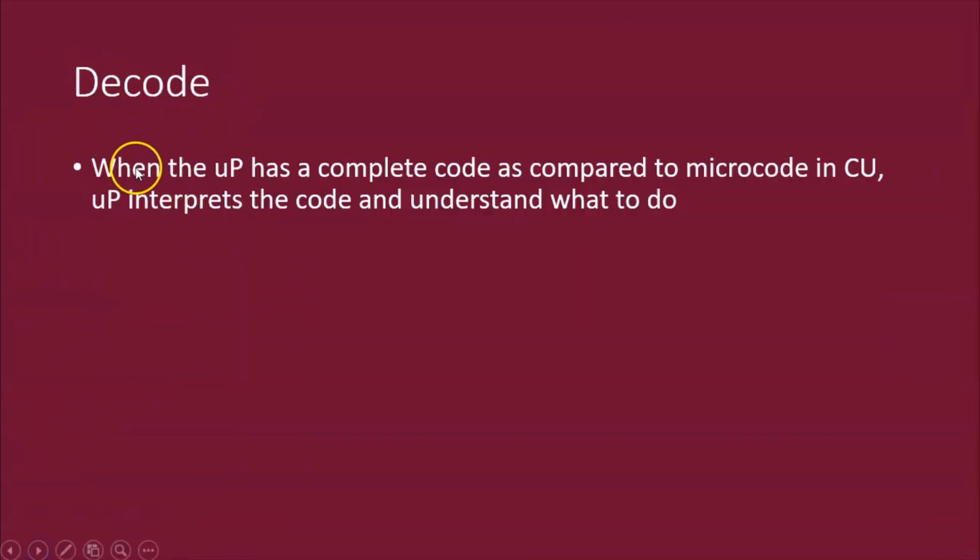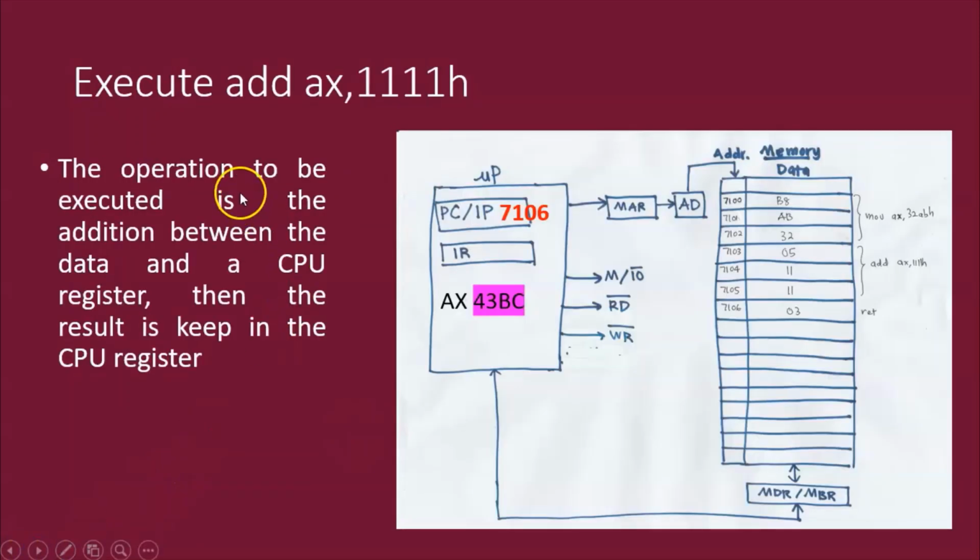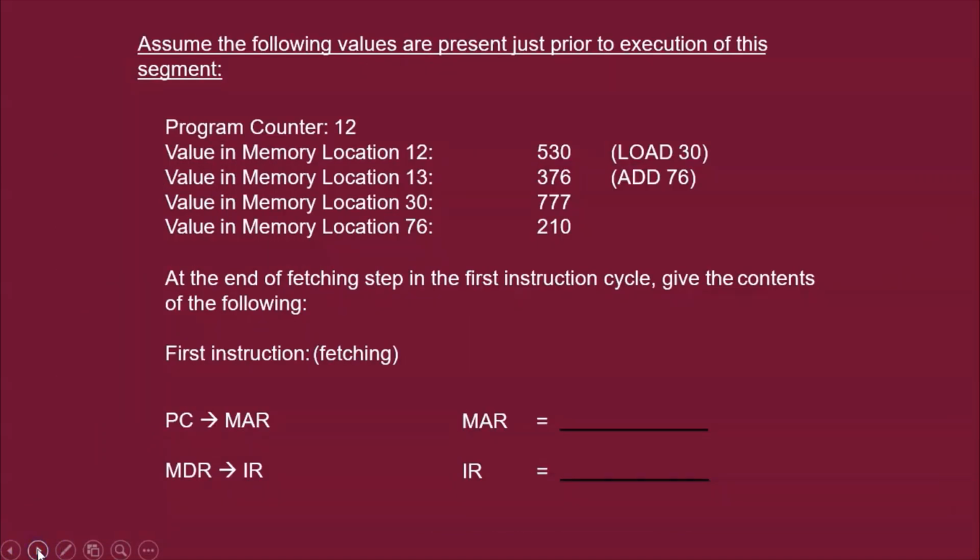Okay, so it decodes when the micro P has a complete code as compared to microcode in CU. Micro P interprets the code and understands what to do. So what should it do? It should add AX plus 1111 and save in AX. Okay. So just now we have 32AB. We add 1111, and then we get 43BC. And the signal no need to activate because the operation just happens in the micro P.